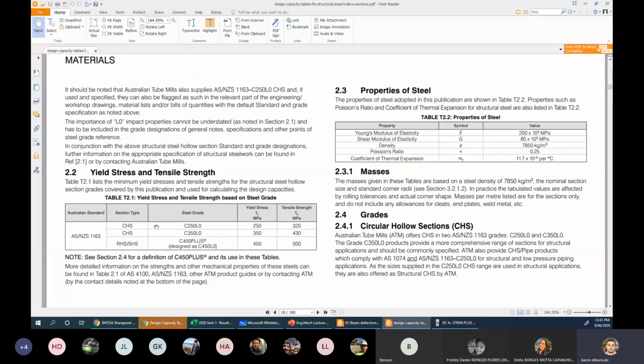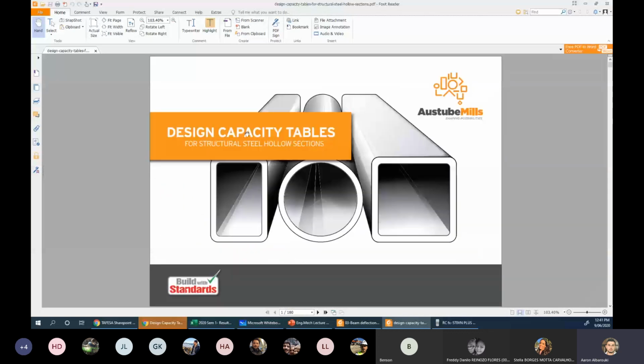And these are the different types of steel grades that we use, with their yield strength and ultimate tensile strength values, depending on the grade. When we say steel grade 350 or 450 or 250, these are the properties. All good. These tables, by the way, you can find online for free for hollow sections.